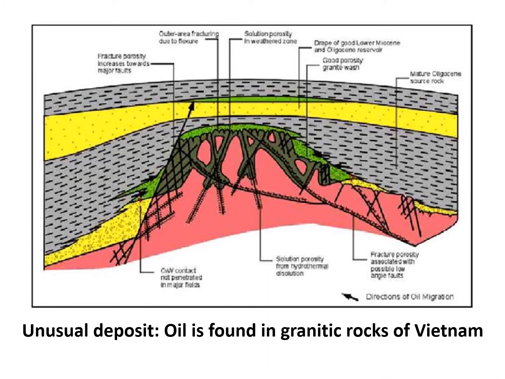This is the unusual deposit that has been found in the granitic rocks of Vietnam. You may see that most of the oil occurs along the faults and joints that form in the granite. So that is the first theory, the abiogenic theory.